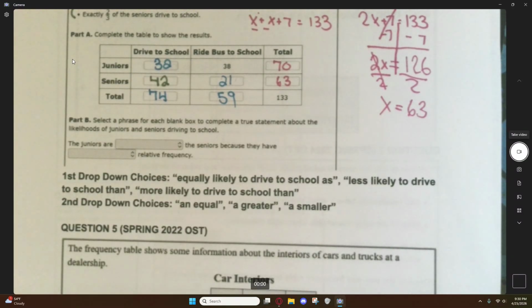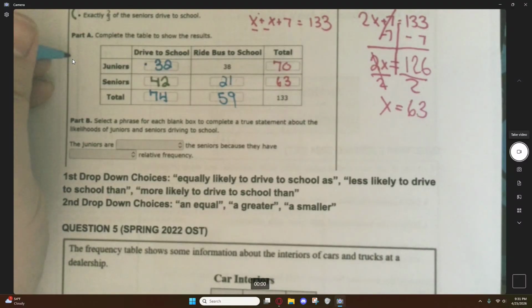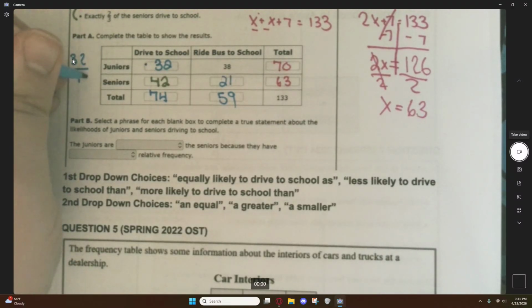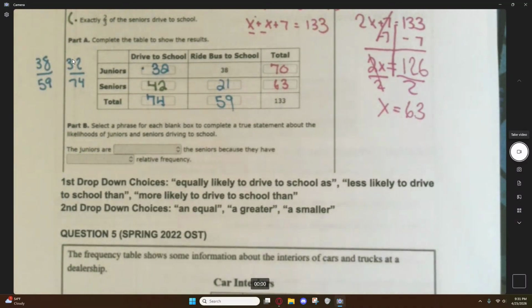Part 2. Select a phrase for each blank box to complete a true statement about the likelihood of juniors and seniors driving to school. The juniors are blank than the seniors: either equally likely to drive as, less likely to drive to school as, or more likely to drive to school as. The seniors because they have an equal, greater, or smaller relative frequency. So, for relative frequency, you would have to compare the 32 juniors out of their 74 versus the 38 seniors out of their 59.